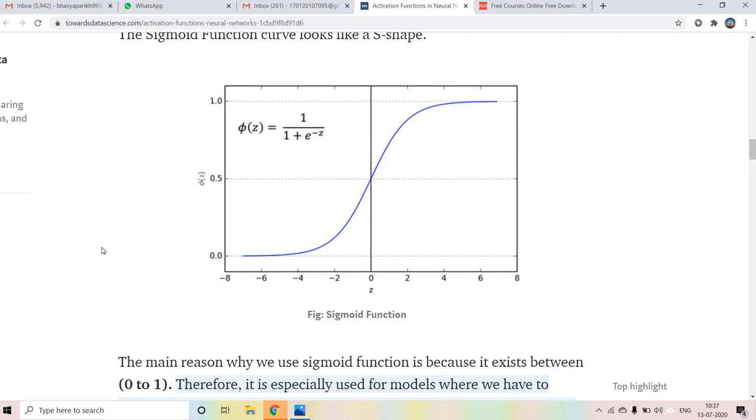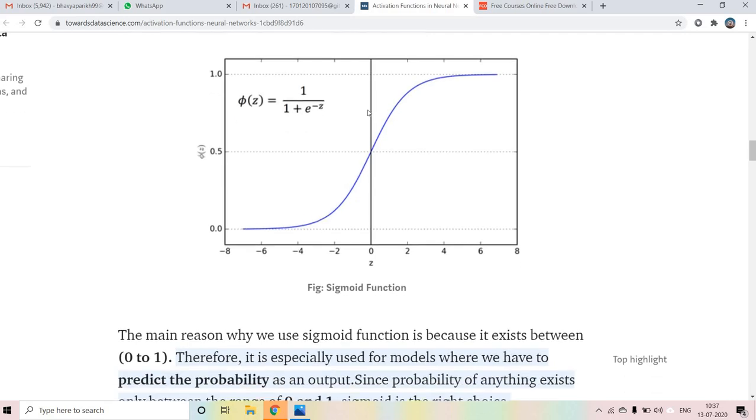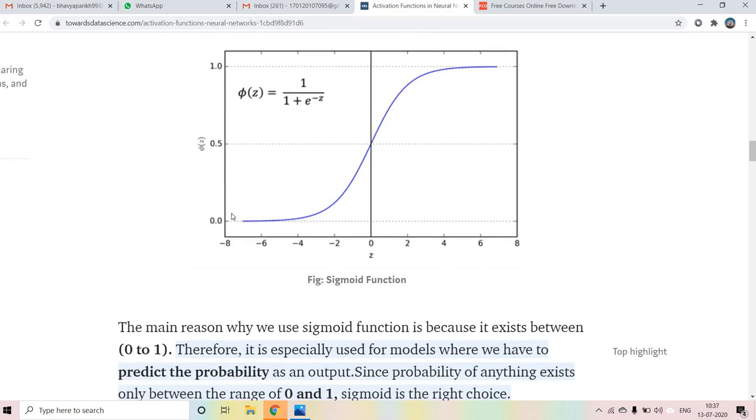So we know that the sigmoid function is represented as 1 upon 1 plus e raised to minus x, or x is represented as z. Z is nothing but the weight multiplied by the input, and a bias is added. Nothing else. As you can see from the graph, the sigmoid function is somewhere increasing and somewhere decreasing.